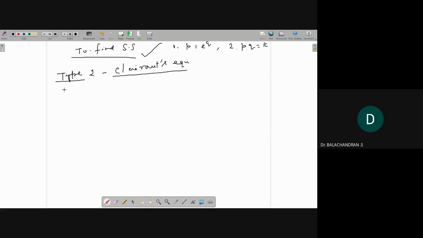So, general form. General form of the Clairaut's equation: z equal to px plus qy plus function of p comma q, where p equal to dou z by dou x and q equal to dou z by dou y.